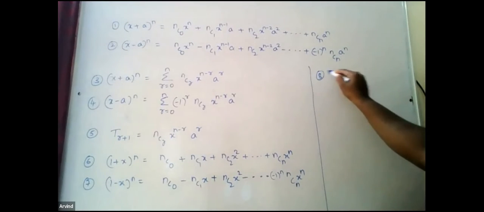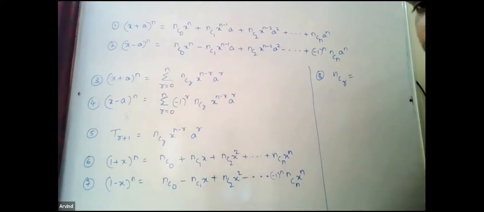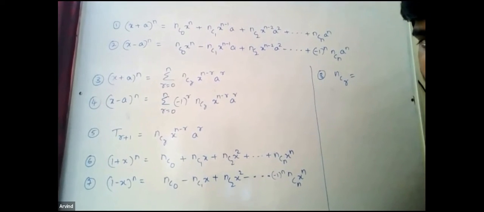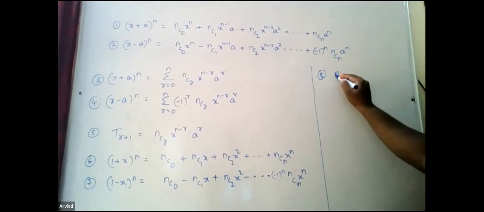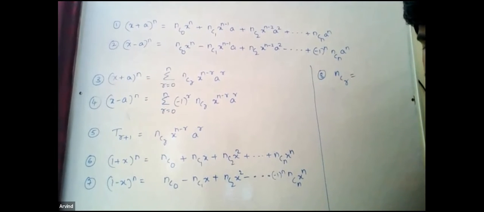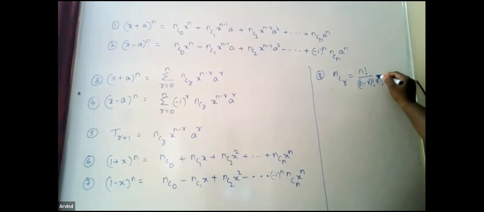So you know the nCr formula. Could you tell me what nCr is equal to? We have not done permutation and combination, but you might know this formula. What is nCr equal to? n factorial divided by n minus r factorial into r factorial.